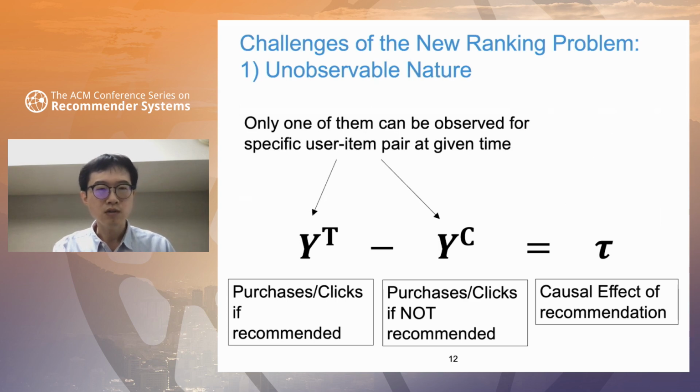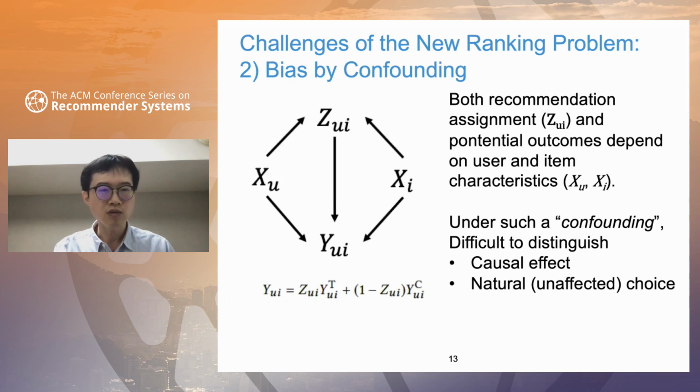However, there are two challenges for this new ranking problem. The first one is the unobservable nature of the causal effect. That is, to calculate the causal effect of recommendation, we need to know both YT and YC, but actually only one of them can be observed for a specific user-item pair. So we need to estimate the causal effect.